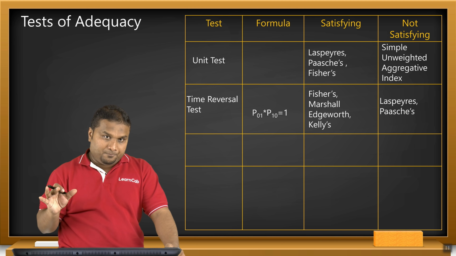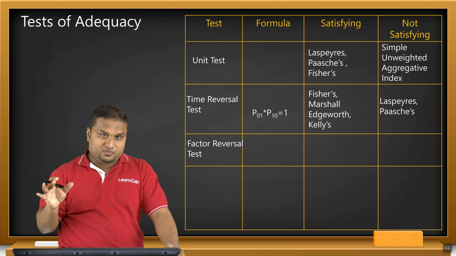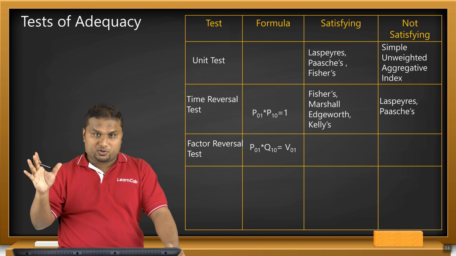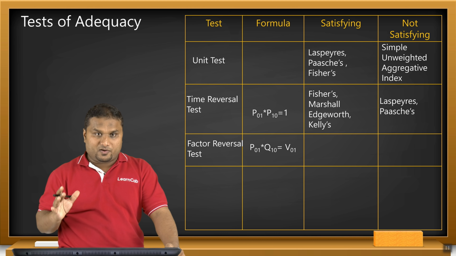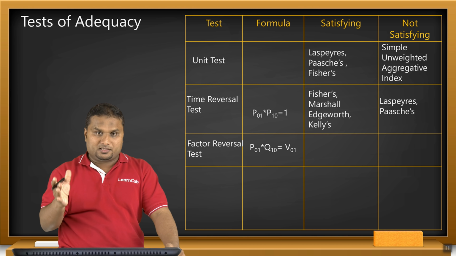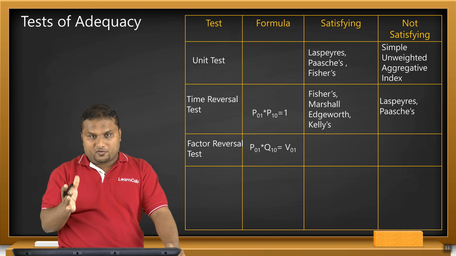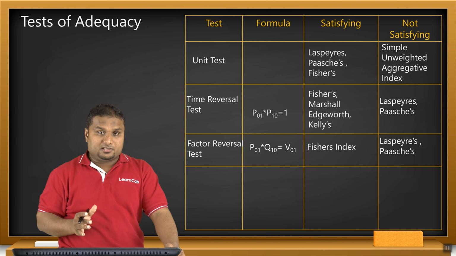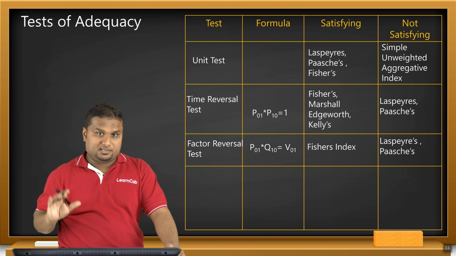This is very important. Now the factor reversal test is a test which holds when the price index and the quantity index multiplied are equal to the corresponding value index. Value index means V01, that is sigma P1 Q1 divided by sigma P0 Q0. Suppose in your exam they ask you to find the factor reversal test. They give you some quantities and prices, and then you have to find sigma P1 Q1 divided by sigma P0 Q0. So the formula for the factor reversal test is P01 into Q01 equal to V01. This test is satisfied by Fisher's index number. This test is not satisfied by Laspeyres' and Paasche's methods.